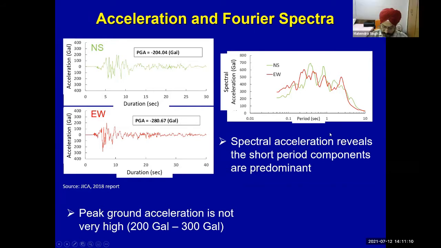And on the right-hand side, you can see the spectral acceleration versus the period of vibration. And from here, you can see that the short period components, between 0.1 to 1 second, are predominant. So that means not many buildings are going to be destroyed or damaged by this kind of earthquake. And mostly it's a geotechnical damage.